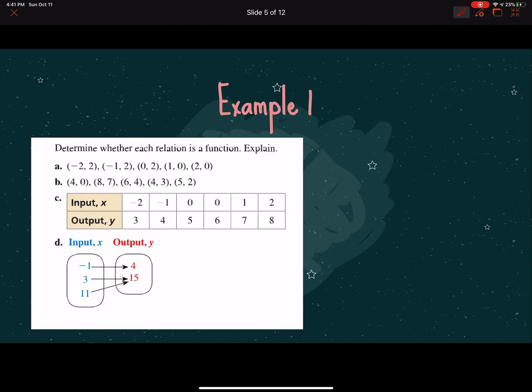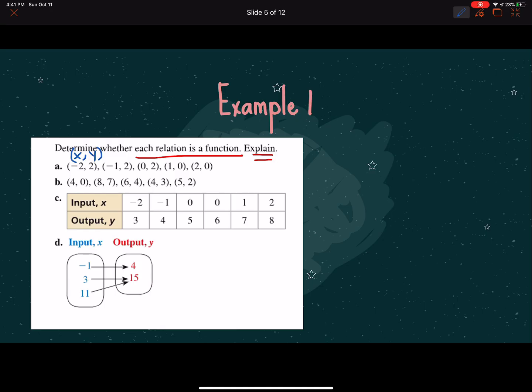Okay, with those two definitions in mind, let's look at example 1. Example 1 says, determine whether each relation is a function. Explain. We have 4 different practice problems in example 1, and we need to know if each relation is a function, and then we're going to talk about how we can explain this process. So looking at A, we have 5 ordered pairs. Now remember, in our ordered pair, we have our x value first, comma, y value second.